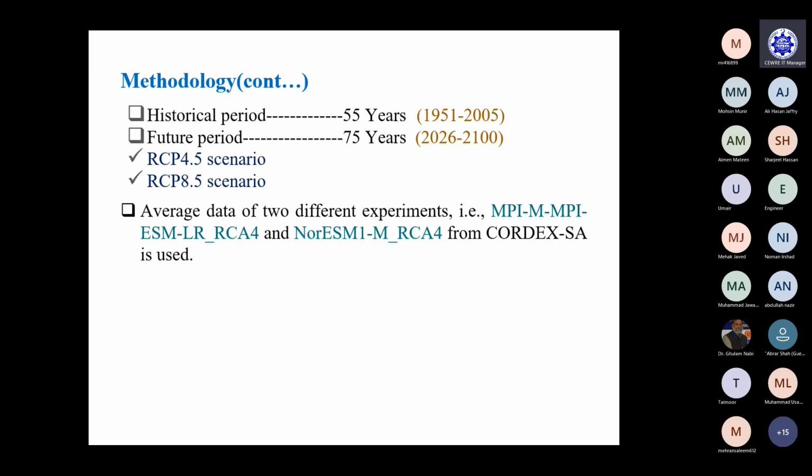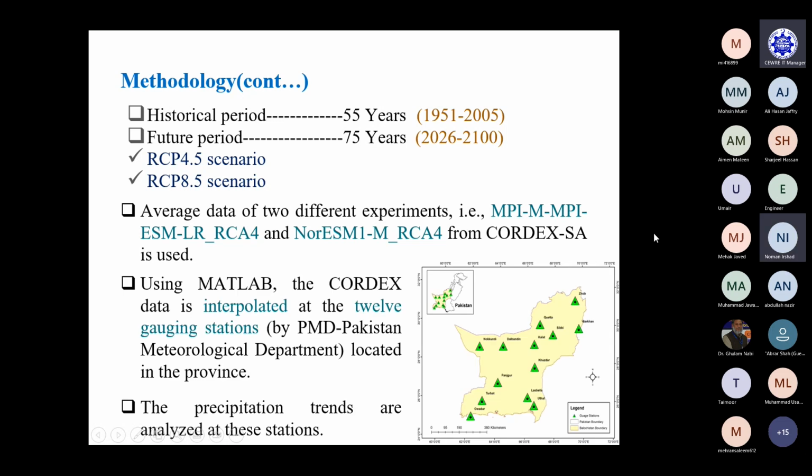The historical time period is 55 years, from 1951 to 2005, and the future time period is 75 years, from 2026 to 2100, with two RCP scenarios. These are the two models we have taken from the CORDEX South Asia domain. Using MATLAB, the CORDEX data is interpolated at 12 gauging stations, which are handled by PMD and located in the province. The map at the right-hand corner shows the location of these PMD stations. The precipitation trends are analyzed at these points.